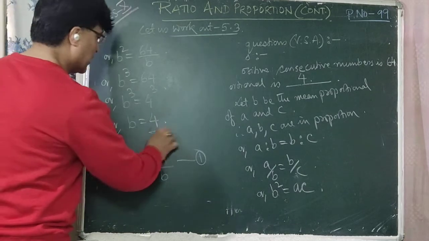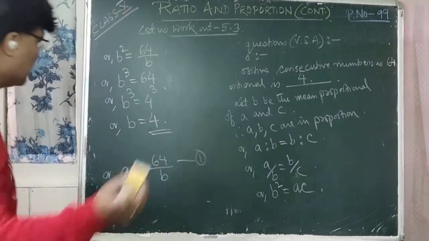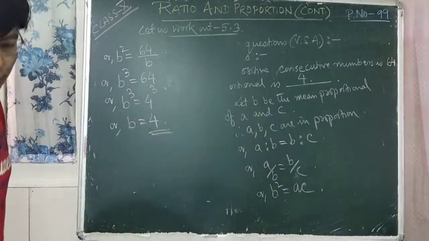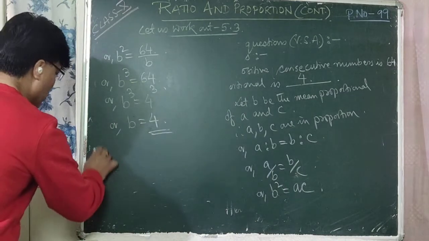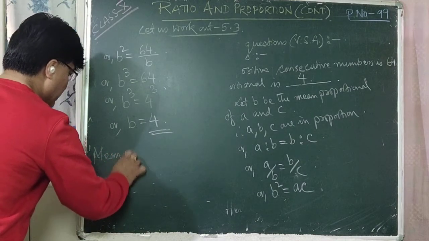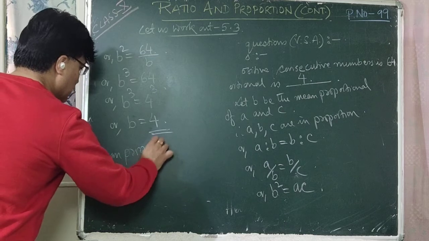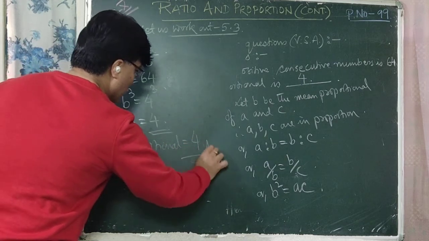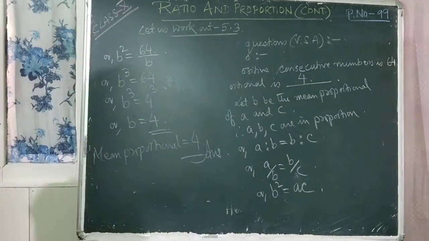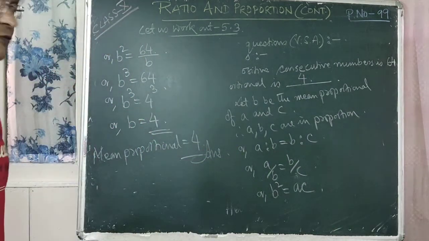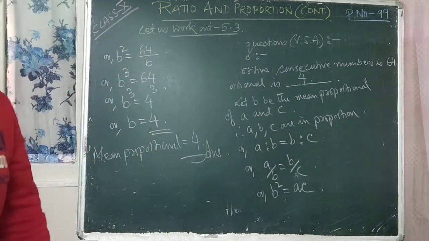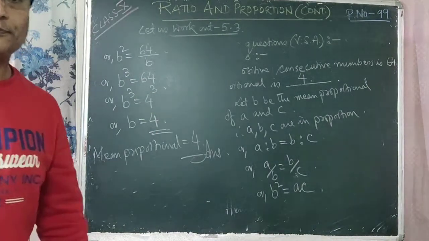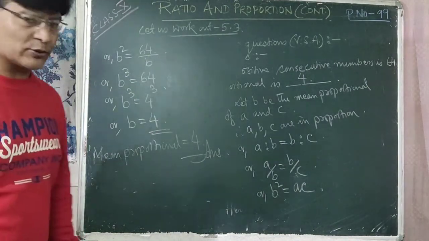So this is the correct answer, right? So here also you can write, therefore mean proportional is equal to 4. So this is the answer. Is that clear to all of you? So in fill in the blanks you have to write number 4. Okay. So now we'll do the next question.